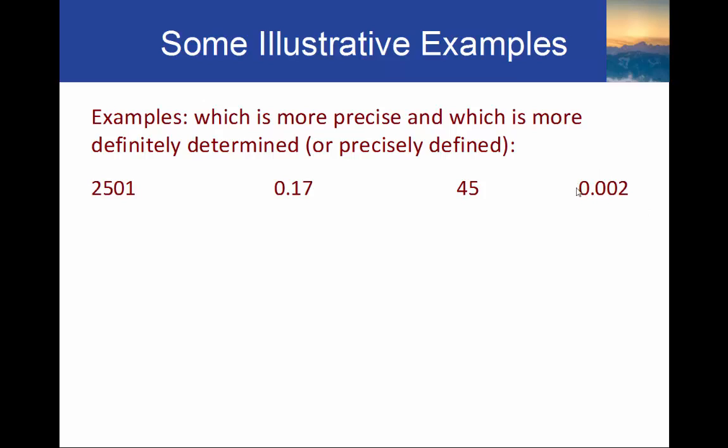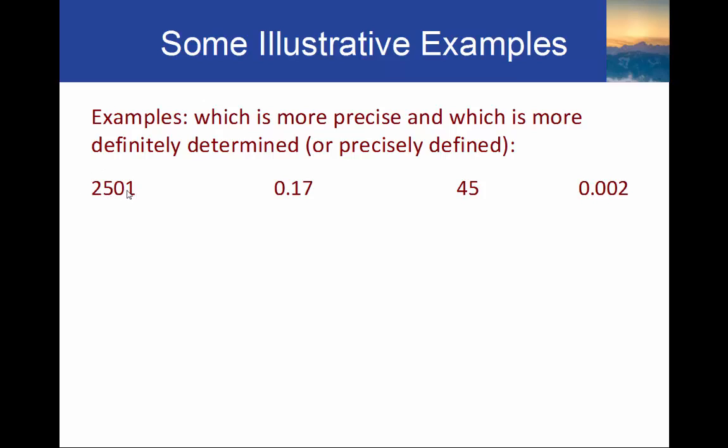So this one, 0.002, is the most precise. 45 and 2,501 are the least precise. On the other hand, which one is most well determined, or definitely determined, or precisely defined, or whatever you want to call it? That's basically another way of saying which one has the most significant figures. Well, there's only one that has the most significant figures.